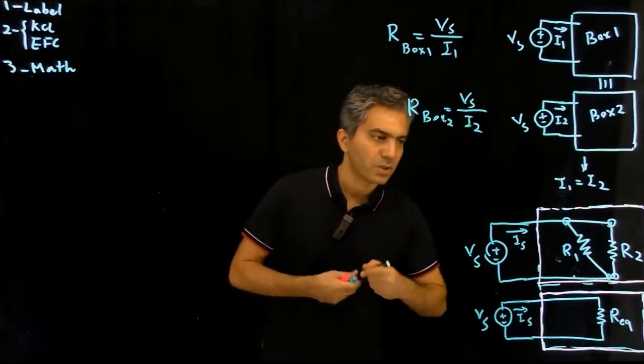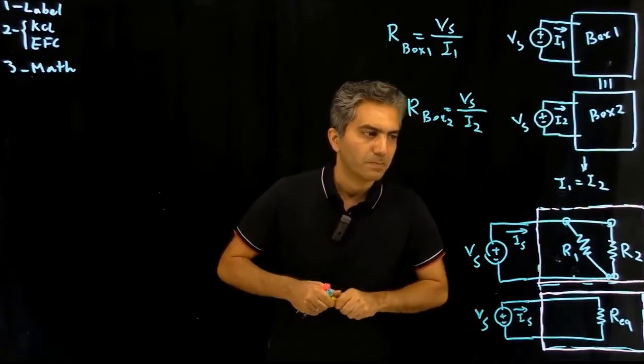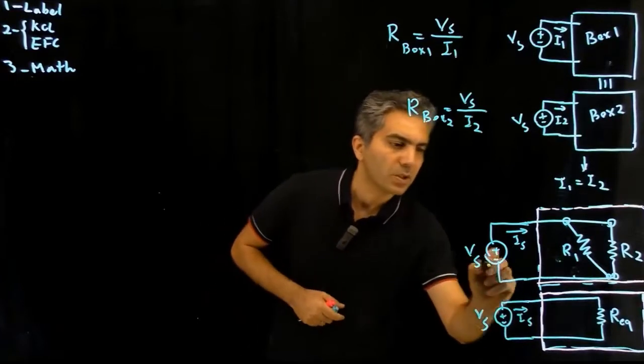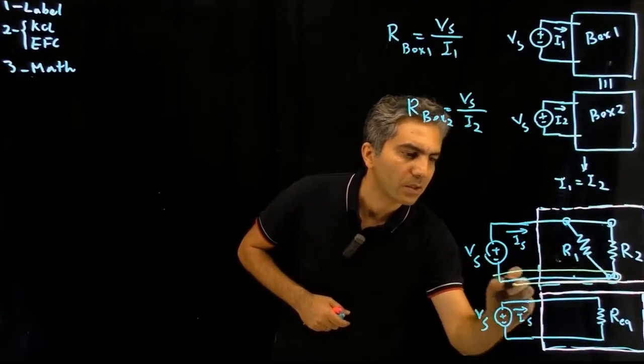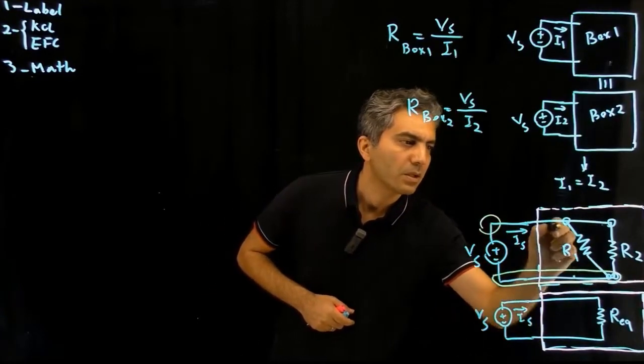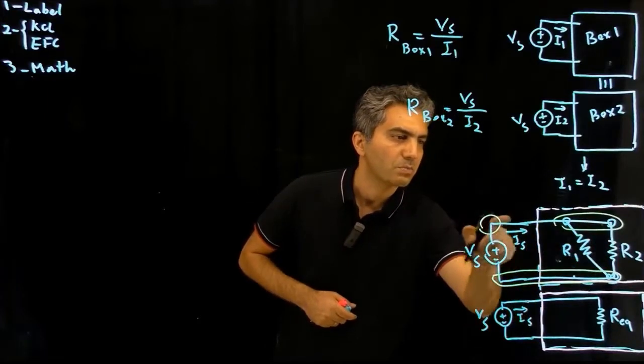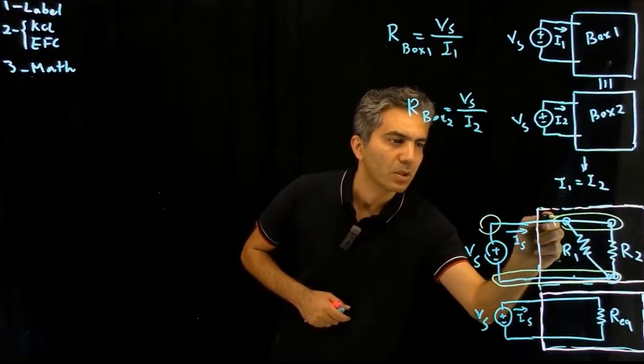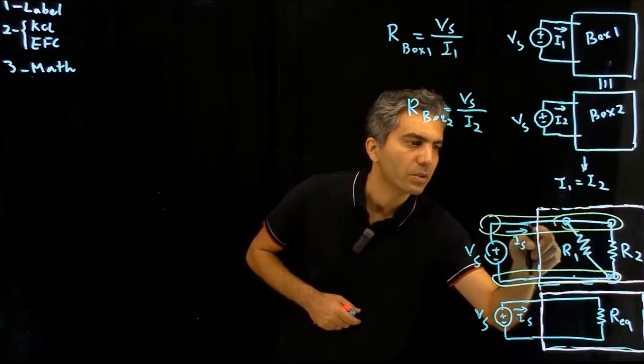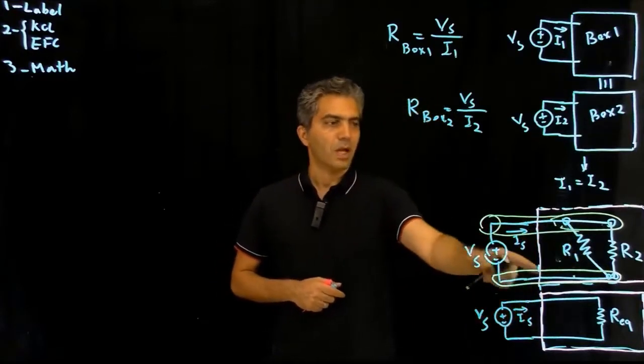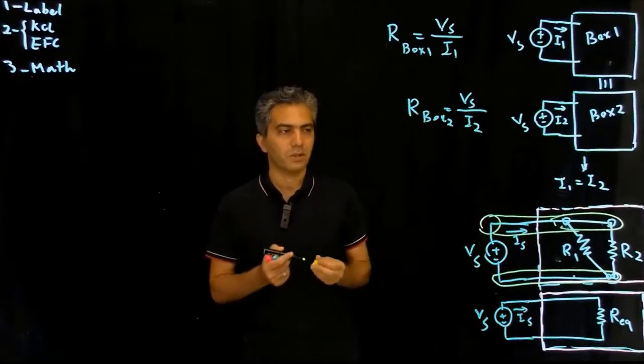Let's identify the nodes. In this circuit, we have one node down here, right? One node up there, and another node here, which is basically the same node. So there's one single node for this whole thing. So we have really two nodes. That's all we have.